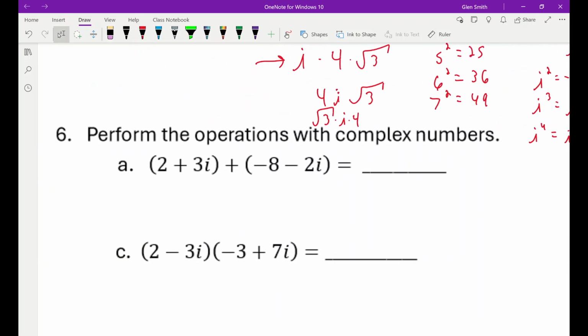Okay. Operations of complex numbers, you just combine like terms here. So when there's a plus in the middle here, the parentheses don't even really matter. You're going to do 2 plus negative 8. That is negative 6. Then you're going to do 3i minus 2i, and that is positive 1i.